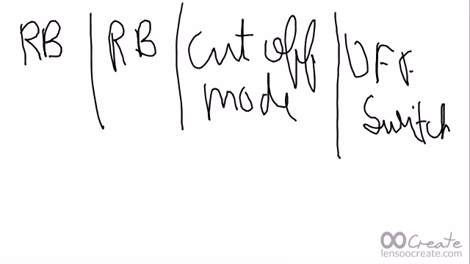Emitter base junction forward bias, collector base junction reverse biased: it will be in active mode, act as an amplifier. If the emitter base junction is in reverse bias and the collector base junction is in forward bias, it will be in inverse active mode and it will act as an attenuator.